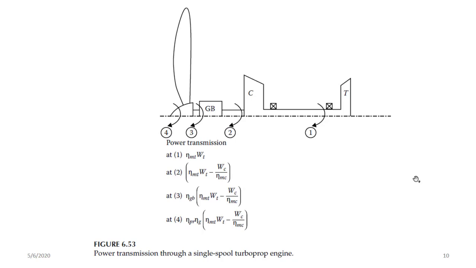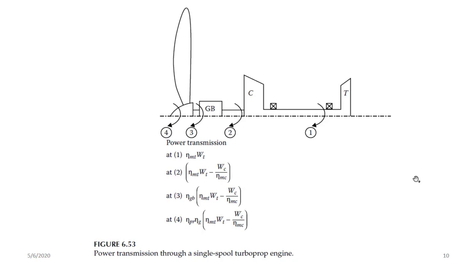So from this slide, you can tell that the power that is generated at 1, where the turbine is, will be used, and the net power, the net specific work, will be equal to the mechanical efficiency of the turbine. So this eta mt is the mechanical efficiency of the turbine. So this will be the available power at 1, efficiency mt multiplied by the specific work of the turbine. So this is the power that is available to drive both the gearbox and the compressor.